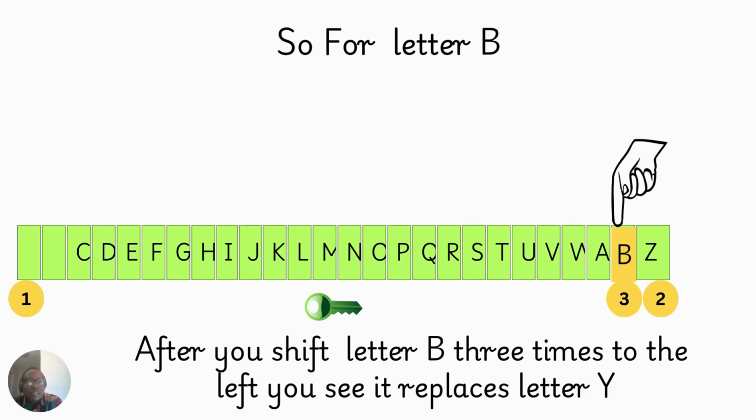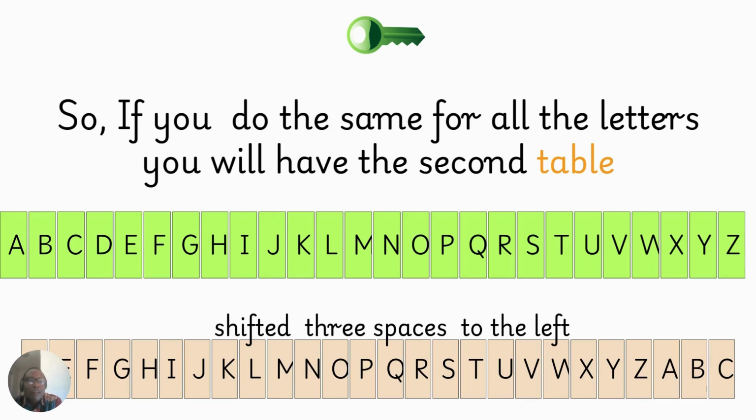So if we do this now for all the other letters, we are going to get the arrangement of letters shown in the second row. So we're going to start with D, E, F, G, H, I, J, all the way till C. That is the shifted alphabet. Now, you might be wondering, why are we shifting the alphabet? Of what purpose is it? Well, I'll tell you in the next slide.